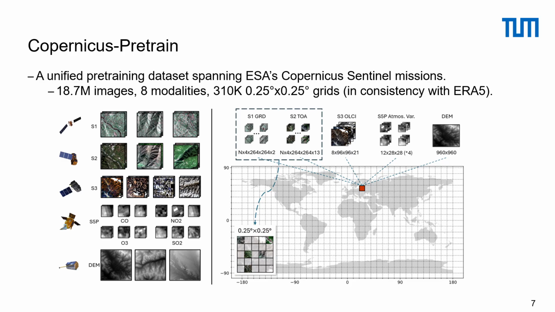Copernicus Pre-Train is a unified pre-training dataset spanning all major Sentinel missions, plus digital elevation models. The dataset contains 18 million images pairing 8 distinct modalities, organized into dense regional grids. Images are aligned spatial-temporally with multi-modal time series.